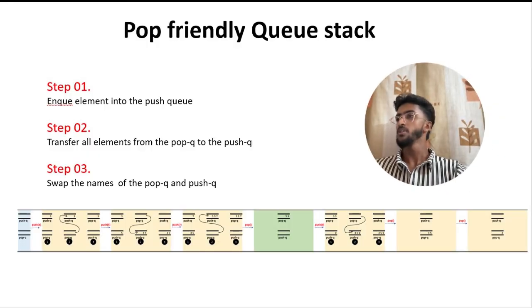According to the queue stack, there are two main methods to make them behave as a stack. The first one is the pop-friendly method and the other one is push-friendly. The pop-friendly method sounds actually simple for popping the elements. I already mentioned the steps to follow. First, Enqueue elements into the push queue. Then we have to transfer all elements from the pop queue to the push queue. The last step is to swap the names of the pop queue and push queue.